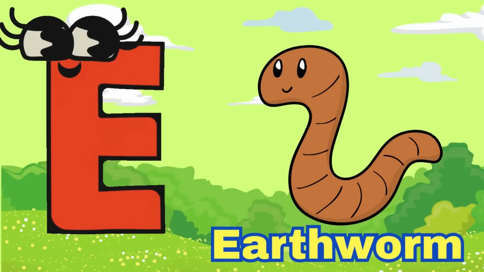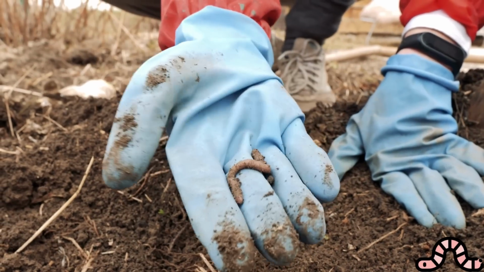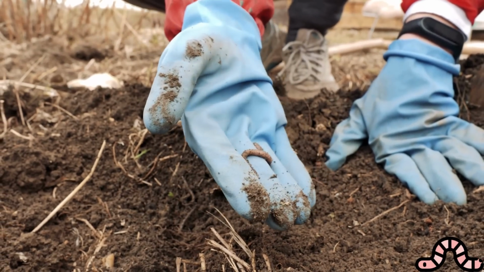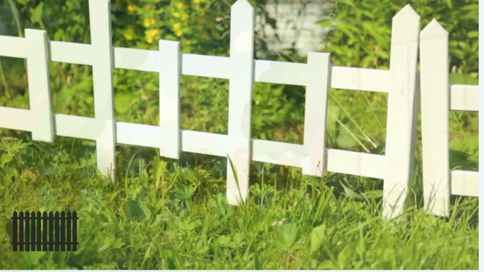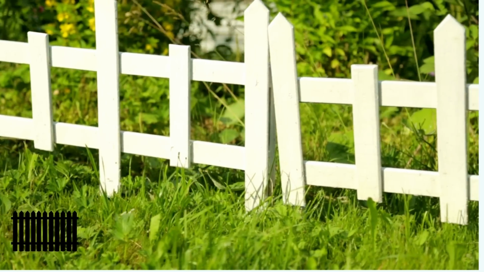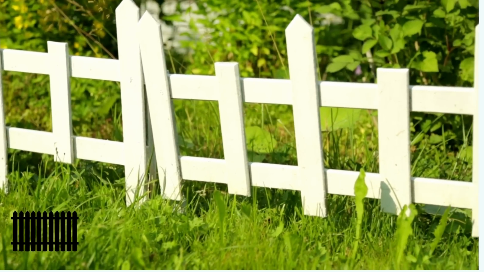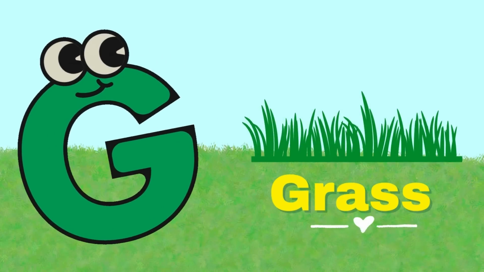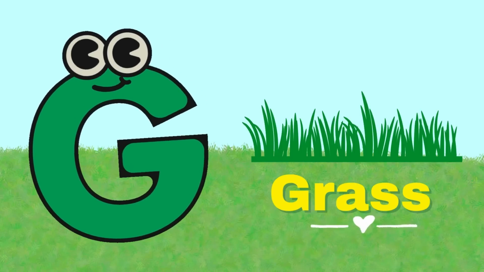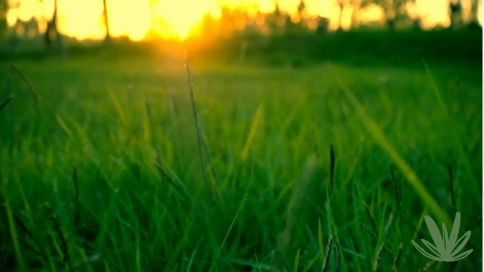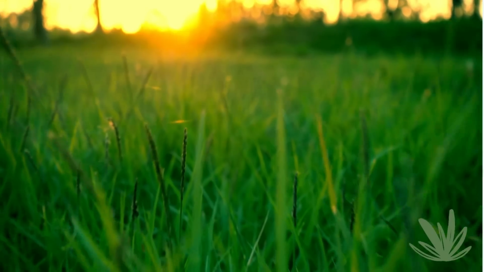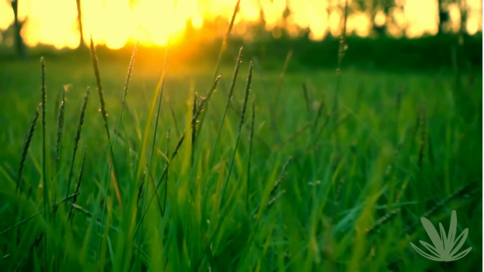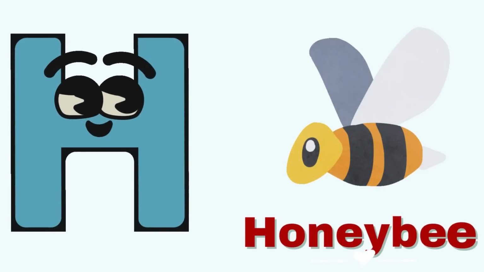E. E for earthworm. F. F for fence. G. G for grass. H. H for honeybee.